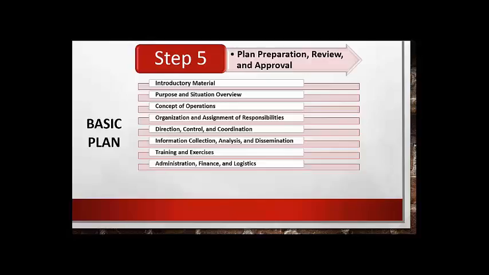Then you have administration, finance, and logistics. This covers general support requirements and the availability of services and support for all types of emergencies, as well as general policies for managing those resources. It should identify and reference policies and procedures that exist outside the plan. This section should identify administrative controls such as budget and acquisition policies and procedures, and requirements that will be used to provide resource and expenditure accountability.